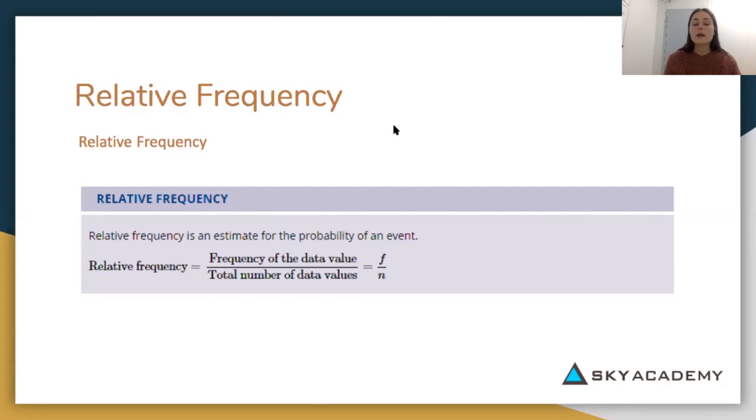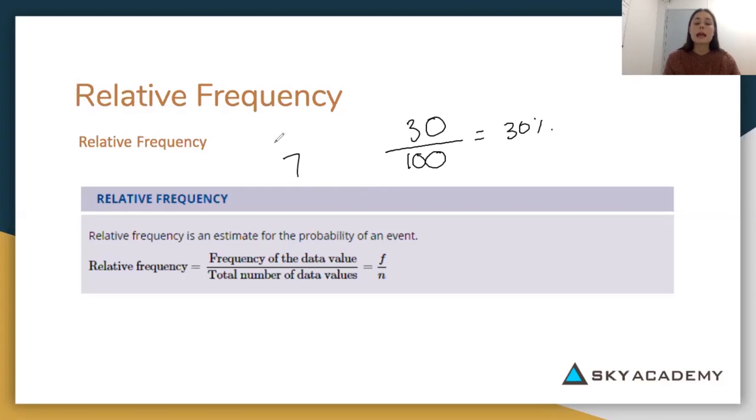So say we have a total number of values to be 100, and we want to figure out the relative frequency of the number 7, and we know that the number 7 occurs 30 times, so we know that that will leave 30%, or a relative frequency of 30%.